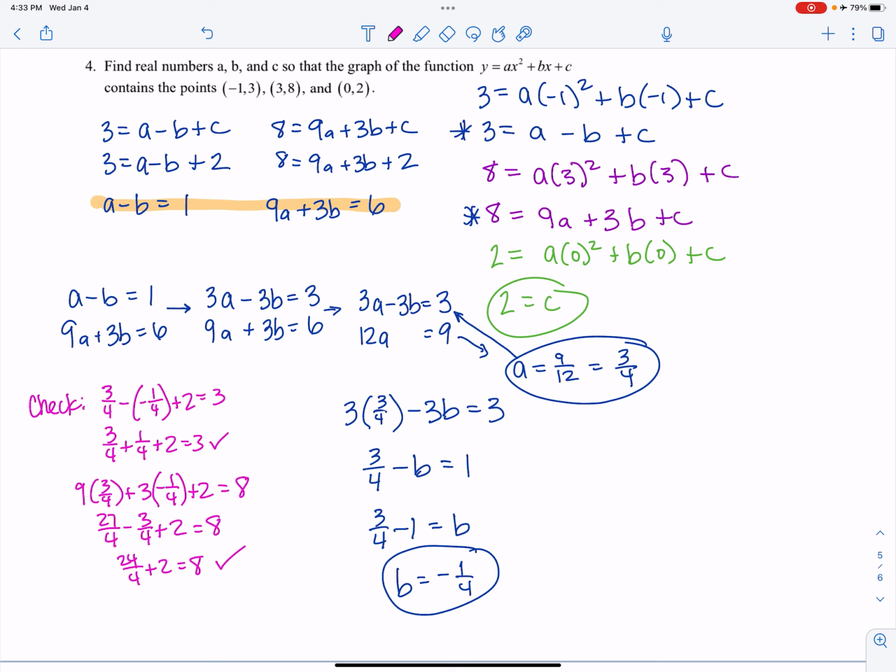And so, yeah, because the third one was just c equals 2. Our answer is a equals 3/4, b equals -1/4, c equals 2.